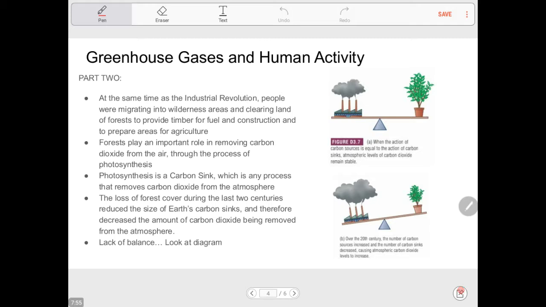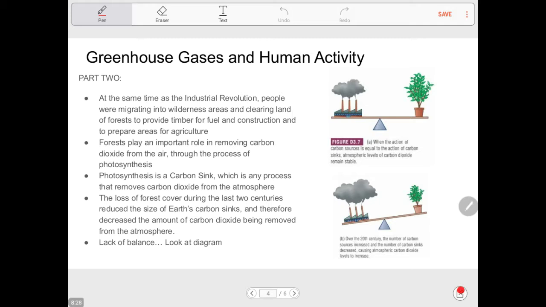Photosynthesis is a carbon sink. A carbon sink is any process that removes carbon dioxide from the atmosphere. The loss of forest cover during the last 2 centuries reduced the size of Earth's carbon sinks and therefore decreased the amount of carbon dioxide being removed from the atmosphere. Lack of balance. Okay, so let's put this all back into perspective.